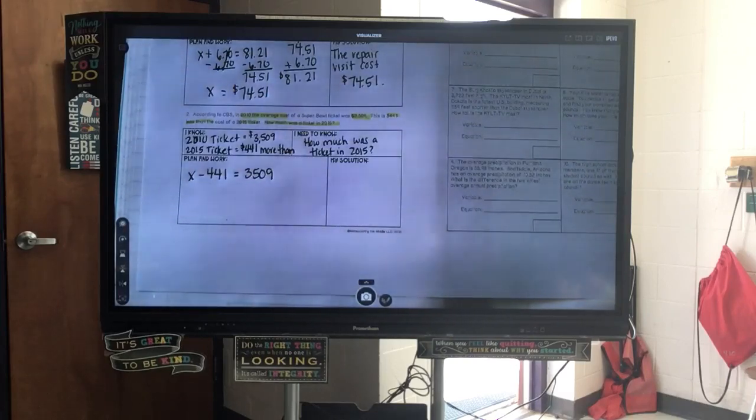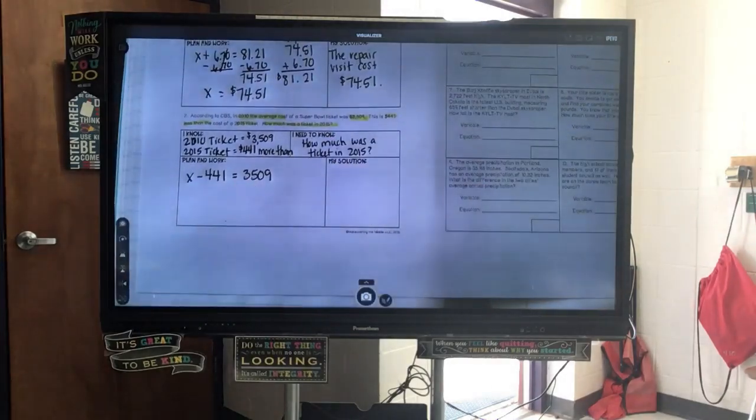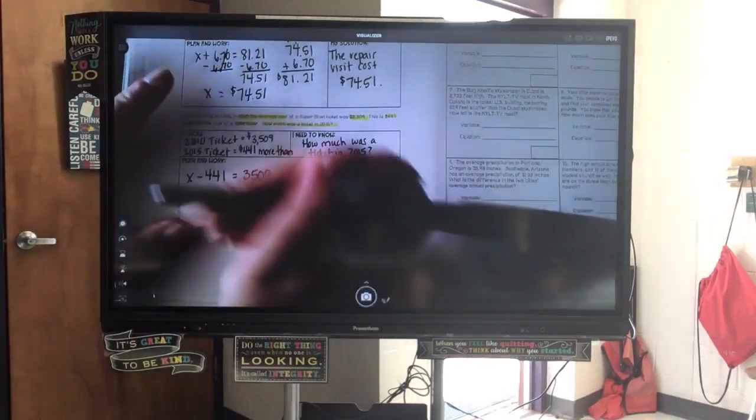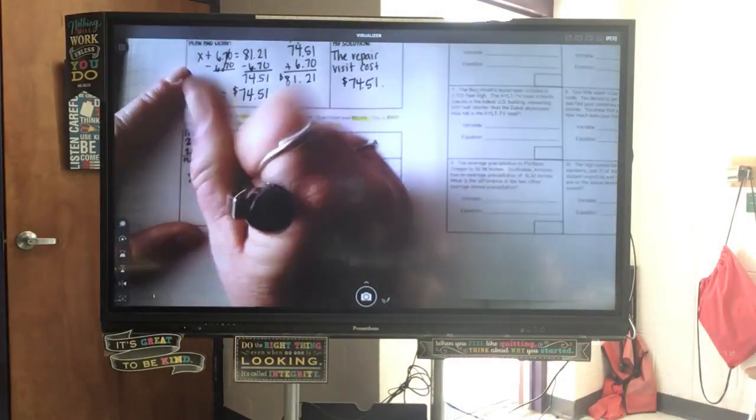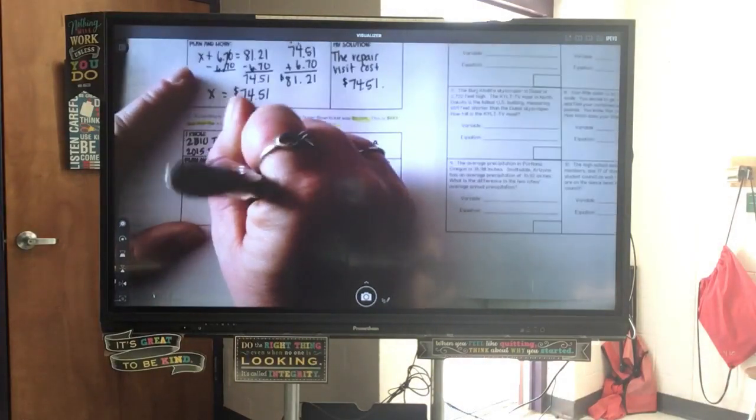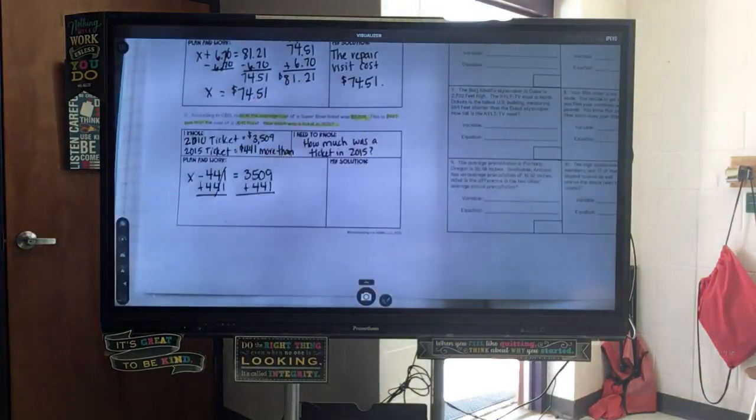Once we get through this part and we get this set up, every hand should be up, right? Because this is the easy part. Solving the equation is the easy part. Writing it is a little bit more difficult. So yes, we are going to add 441 here. That cancels. Then we're going to add 441 there. Stand up when you have your answer to that, please.